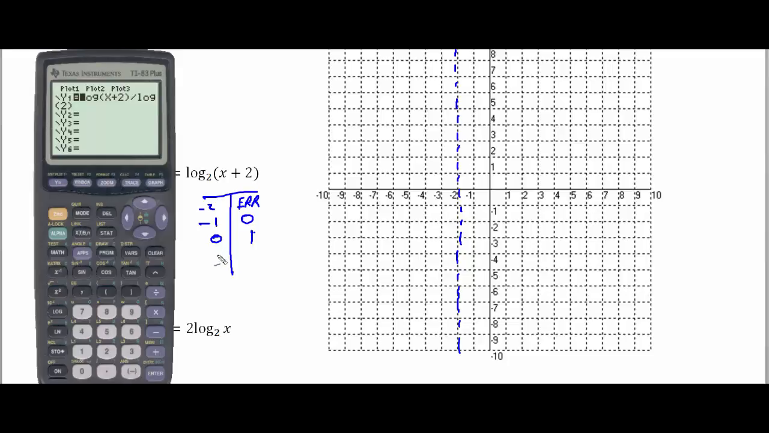2 is 2. And 6 is 3. That's a good shift on that graph. So we're going to plot these points here. So -1 is 0. 0 is 1. 2 is 2. And 6 is 3. So this graph with the +2 got shifted to the left 2 units.